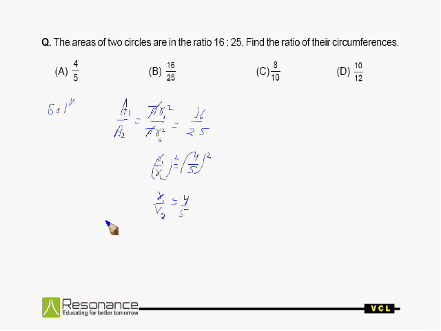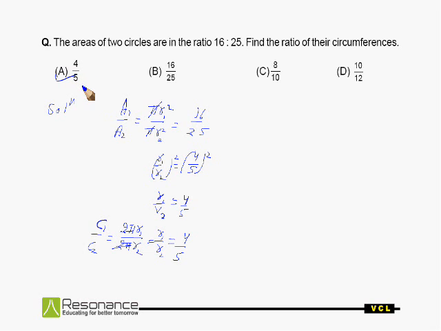Now we find the ratio of their circumference, that is c1 upon c2. The formula for the circumference is 2 pi r, that is 2 pi r1 upon 2 pi r2. As we see that the 2 pi is common in both numerator and denominator, we can cancel 2 pi and we get r1 upon r2. The ratio of the circumference is equal to the ratio of radius, that is 4 by 5. So option A is correct.